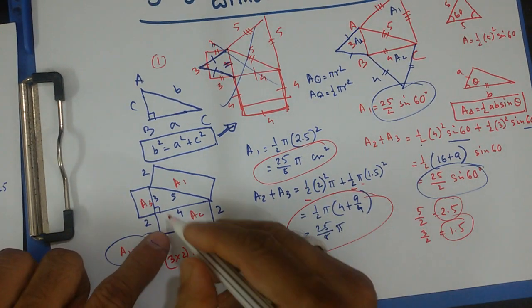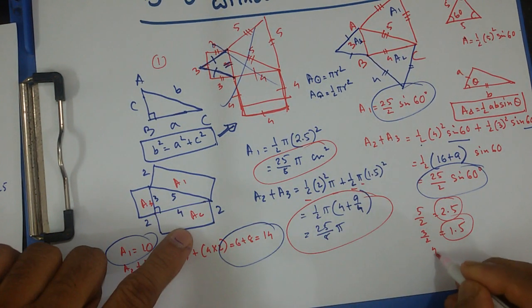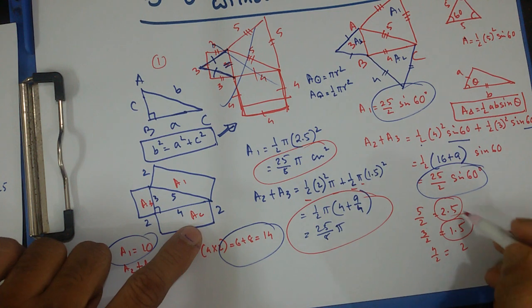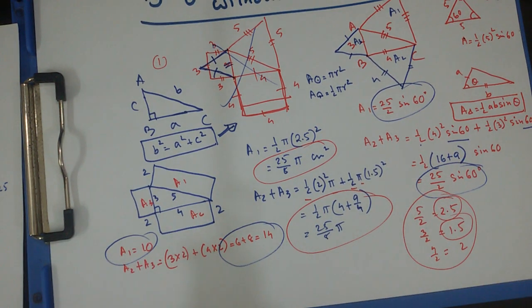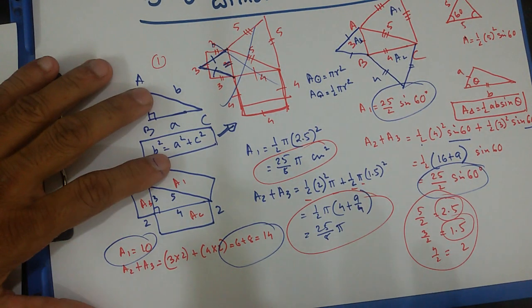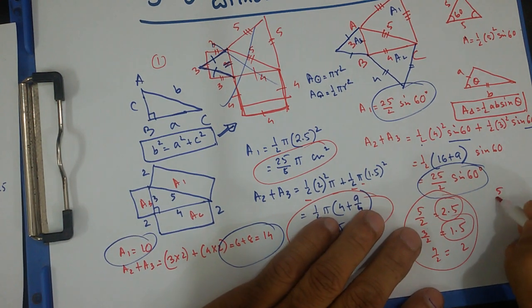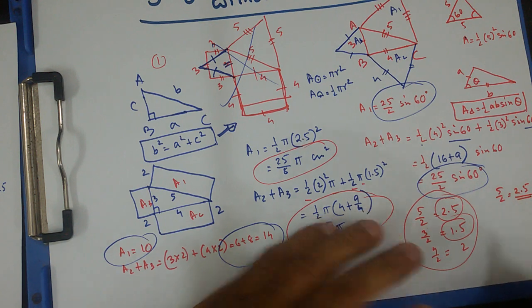But over here, 5 divided by 2 is 2.5, 3 divided by 2 is 1.5, 4 divided by 2 equals 2. All of them are different. So can we do something different? Let's say I have 5 divided by 2 equal to 2.5. Okay, if we can keep it like that.